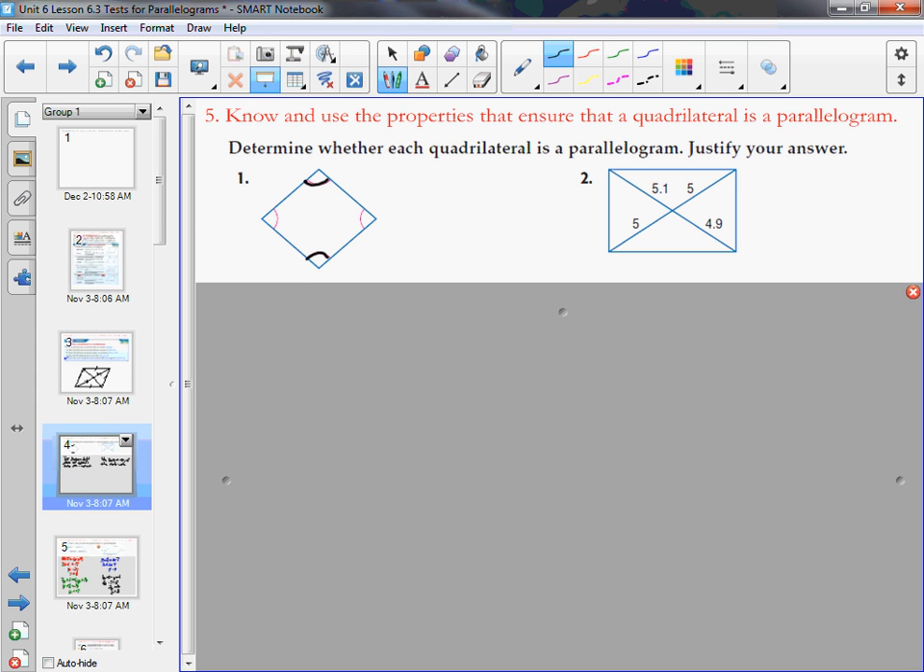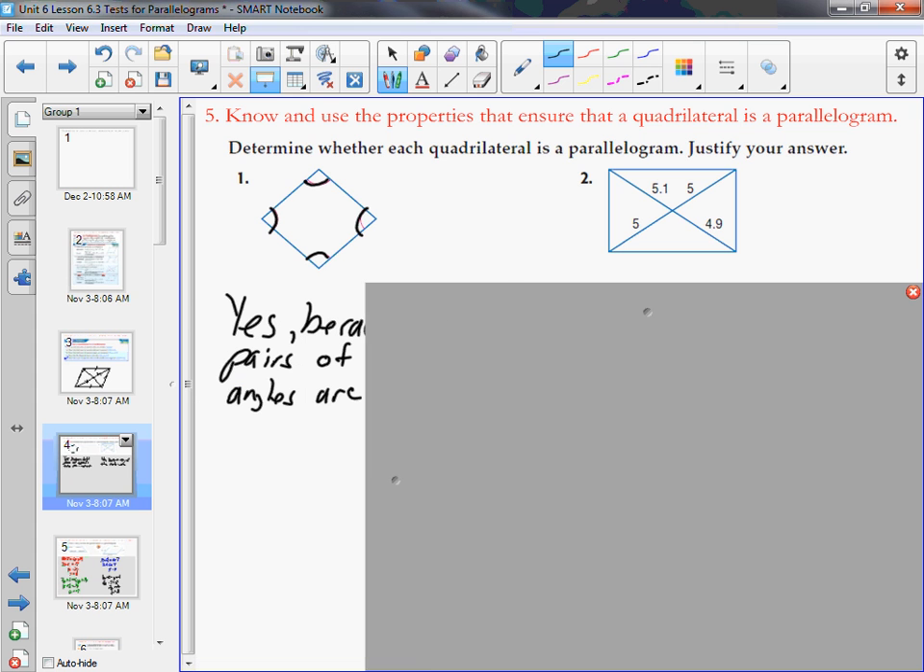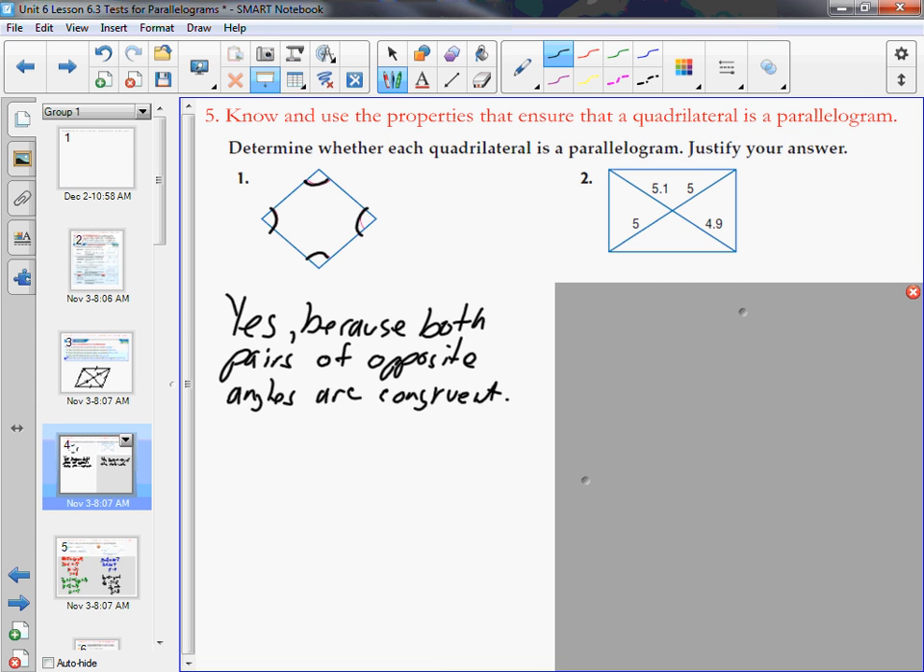Here we have one pair of opposite angles congruent, right? Now, even though those other angles are not marked congruent to the first two, they are congruent to each other, aren't they? So we actually do have both pairs of opposite angles congruent. So we'll say yes, and the reason is because both pairs of opposite angles are congruent.